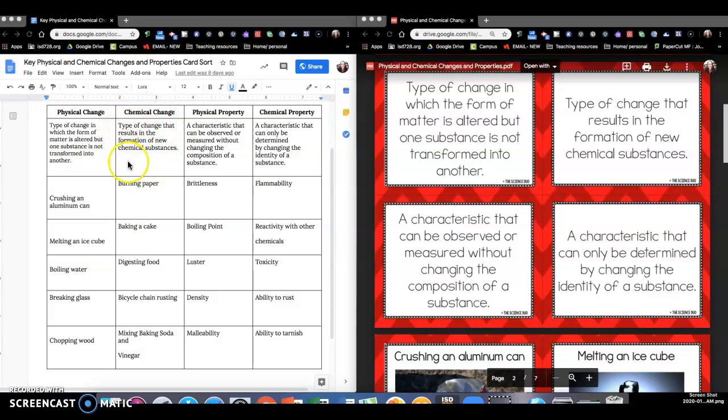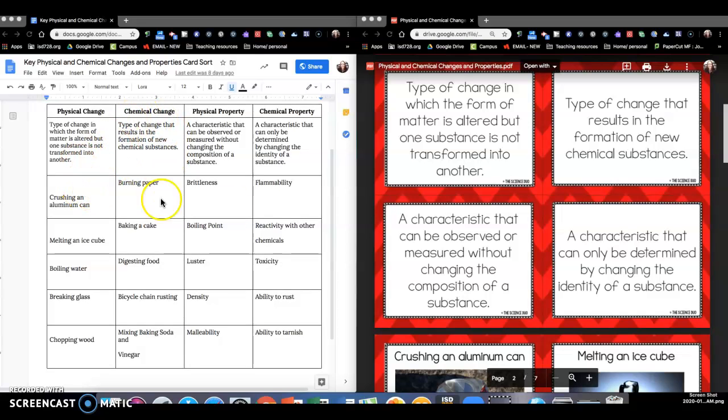A chemical change, on the other hand, is the type of change that results in the formation of new chemical substances. So the molecules actually rearrange and turn into something different, and it would look different underneath the microscope. Chemical changes cannot be reversed by physical ways. We could make it undergo another chemical change oftentimes, but we can't just undo it.